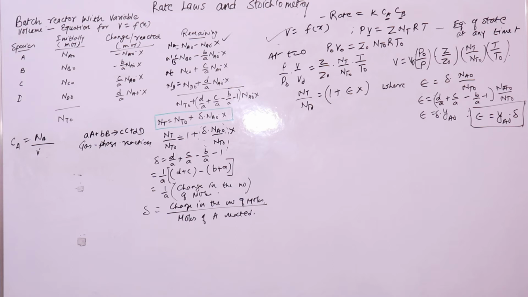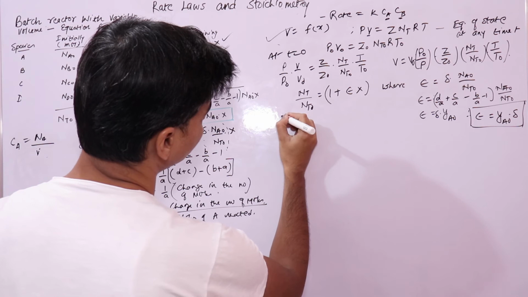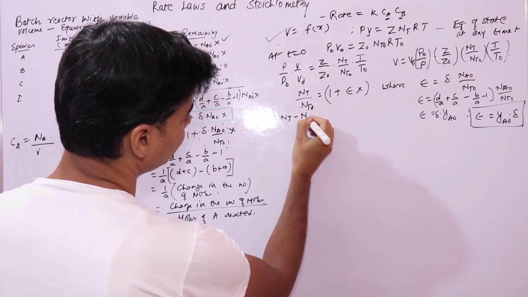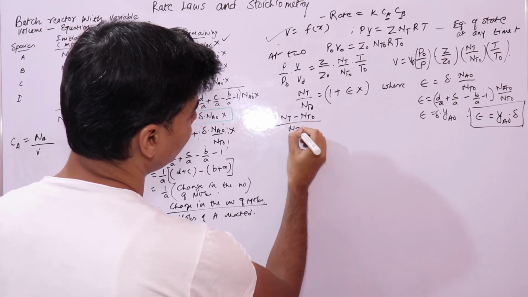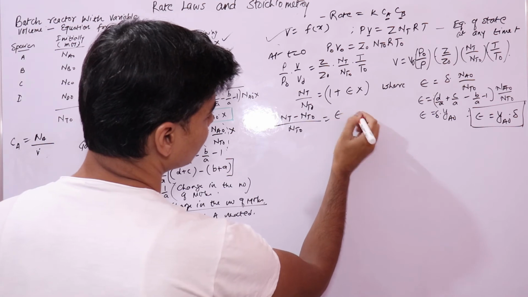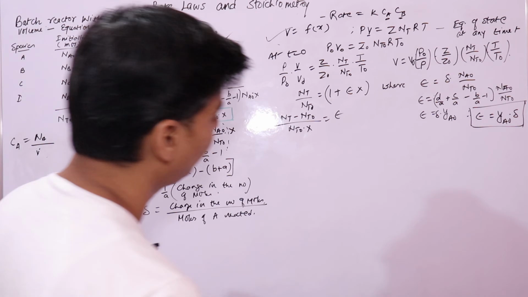Right, now we will further solve for epsilon. If you just look at this equation only, we will solve this equation further. We'll bring this one here. It will become Nt minus Nt0 upon Nt0, right? Is equal to epsilon. We'll bring this x down. This is what it will become, right?